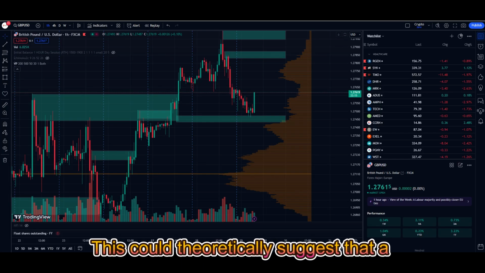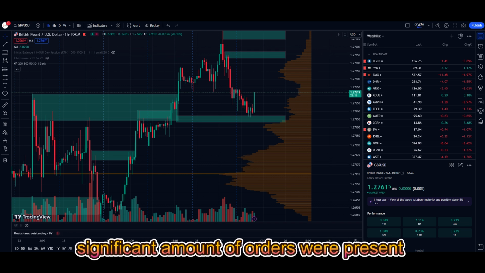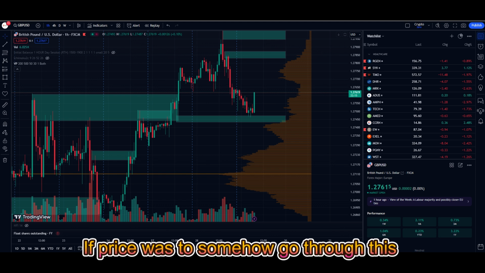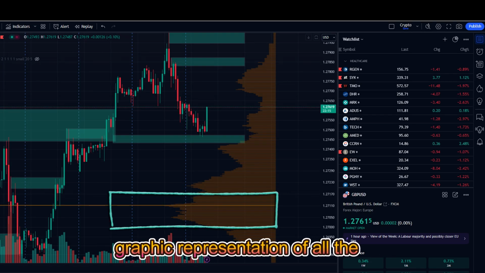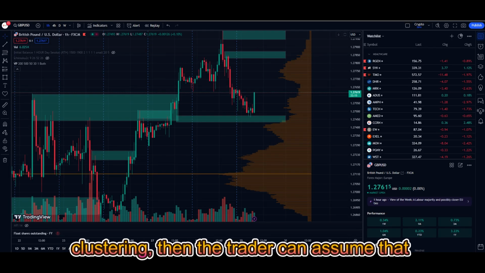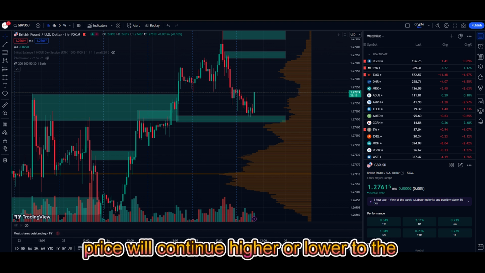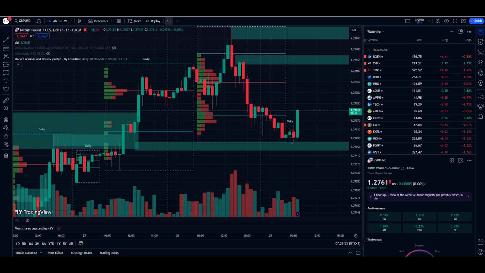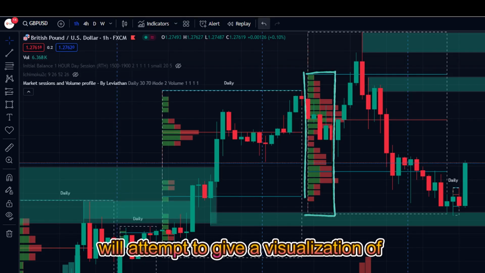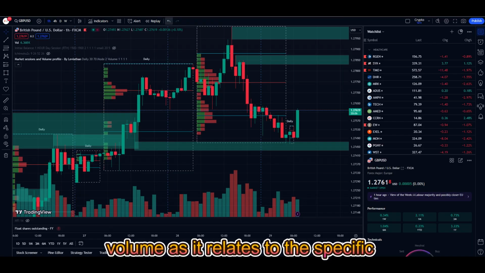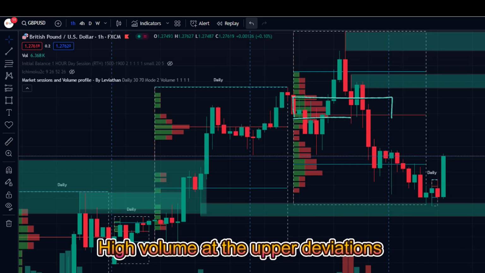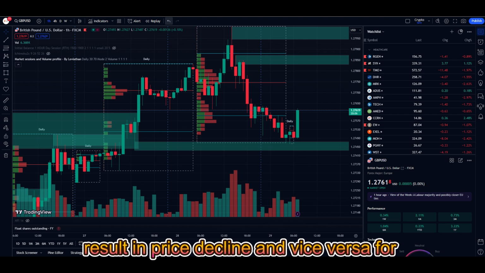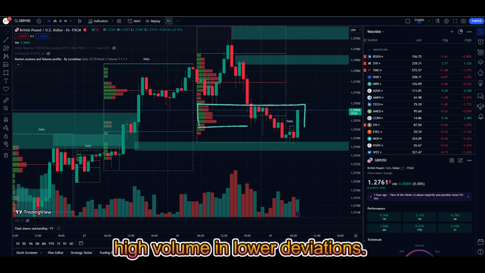This could theoretically suggest that a significant amount of orders were present and are likely to be present in the future. If price was to somehow go through this graphic representation of order clustering, then the trader can assume that price will continue higher or lower to the next cluster. If the volume profile is session based, it will attempt to give a visualization of volume as it relates to the specific session. High volume at the upper deviations suggests sellers and theoretically can result in price decline, and vice versa for high volume in lower deviations.